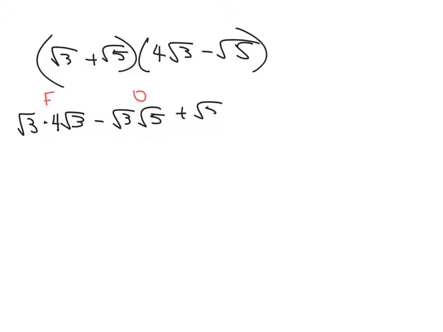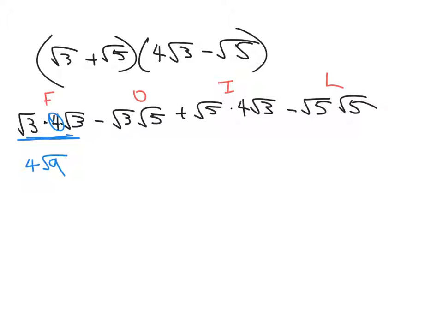Plus square root of 5 times 4 square root of 3. Inside ones, minus the square root of 5 times the square root of 5, and that's my L. Okay, so I did all 4 parts, so let's go ahead and put stuff together. So right there, 4 square root of 9. Number outside, this times this gives me square root of 9. Minus the square root of 15. Plus 4 square root of 15 minus the square root of 25.